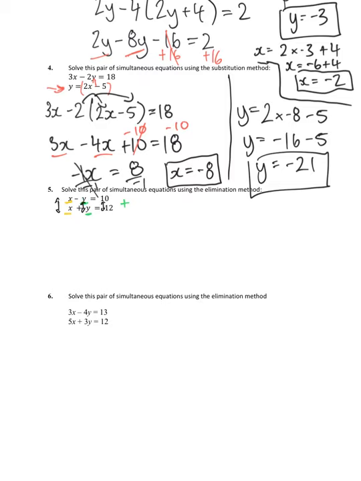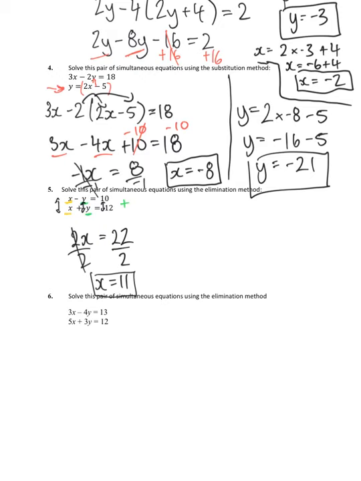So I'm going to add the x's together. That makes 2x. If I add the y's together, it's going to cancel out. And I add the 10 and the 12, that makes 22. Divide both sides by 2. All right, x equals 11. Sweet, easy as that.